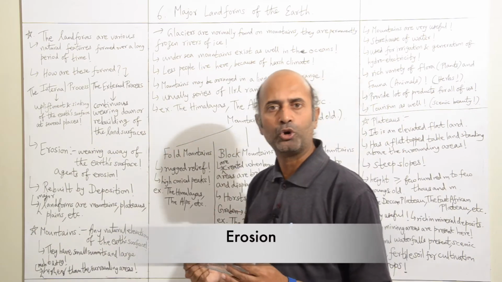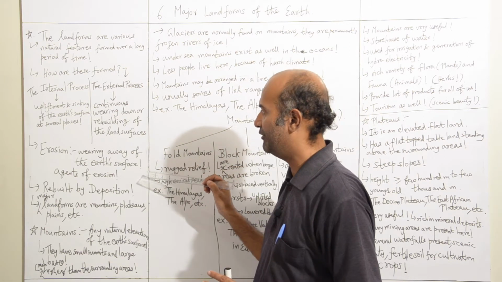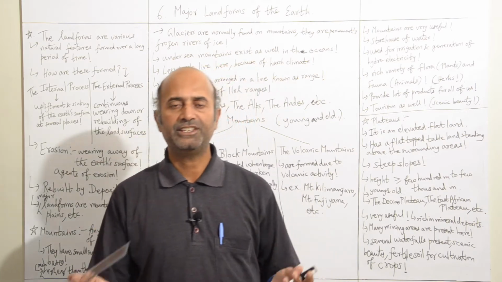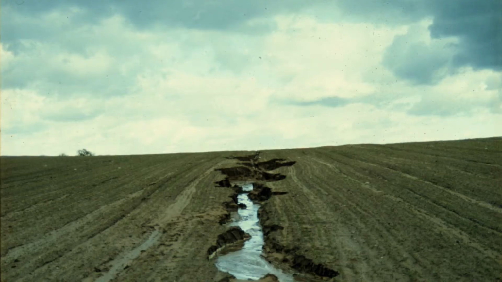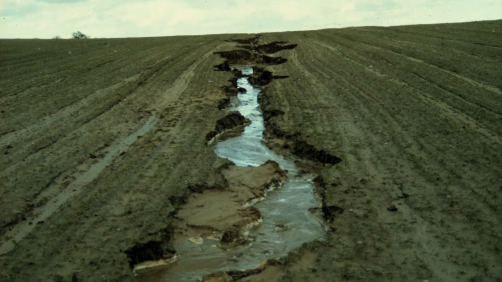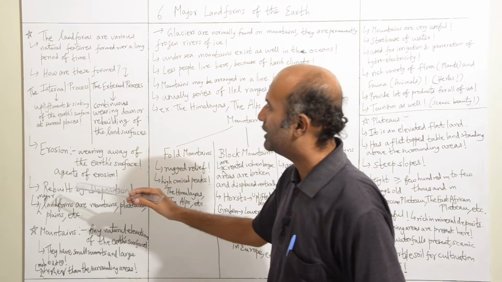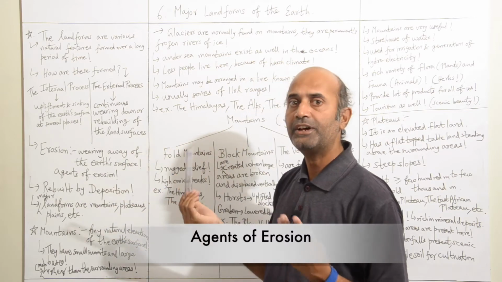So what do you mean by erosion? Erosion is the wearing away of the Earth's surface by the natural agents present on Earth. For example, the natural agents can be wind, water, animals, plants, etc. So we call these natural agents agents of erosion.